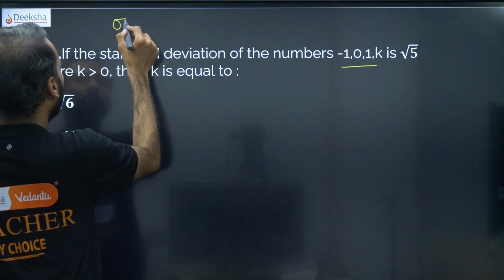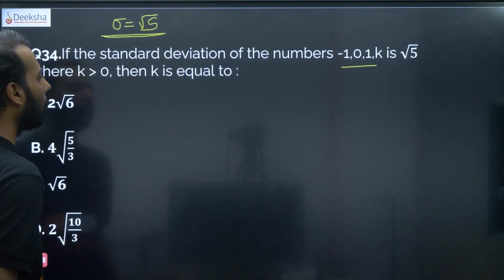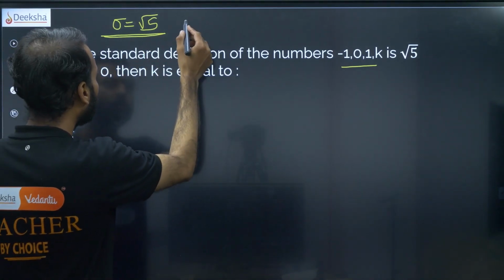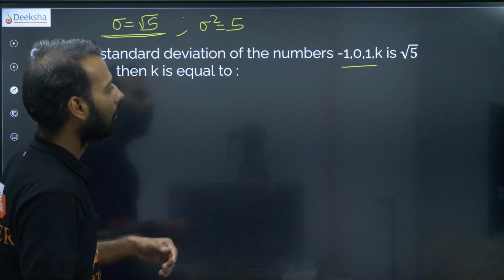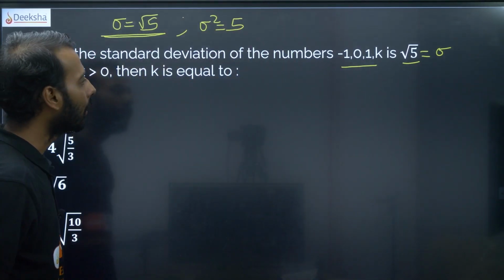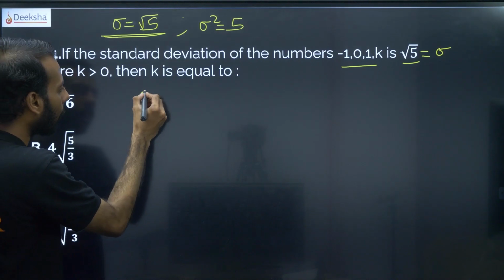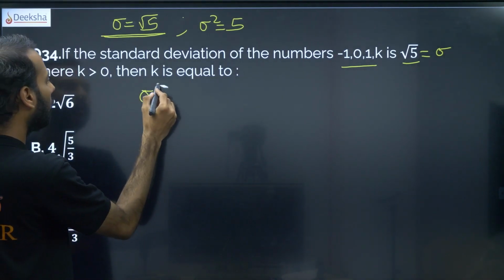Whenever they are talking about standard deviation, it is denoted by sigma, which is equal to root 5. So if sigma is root 5, then sigma square is equal to 5. Here they have given sigma, so sigma square is 5. Now you try to recall the formula for sigma. What is the formula for sigma?